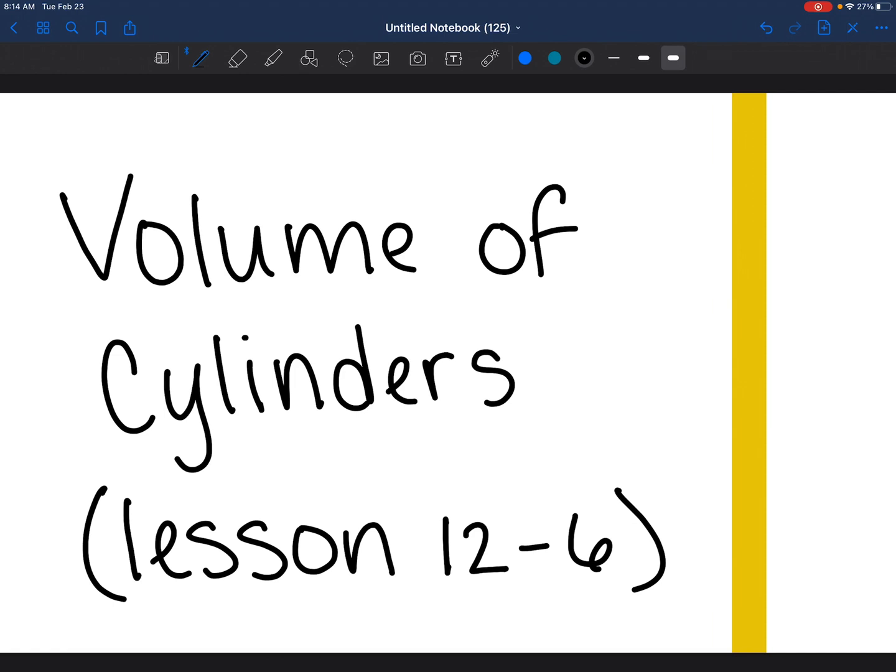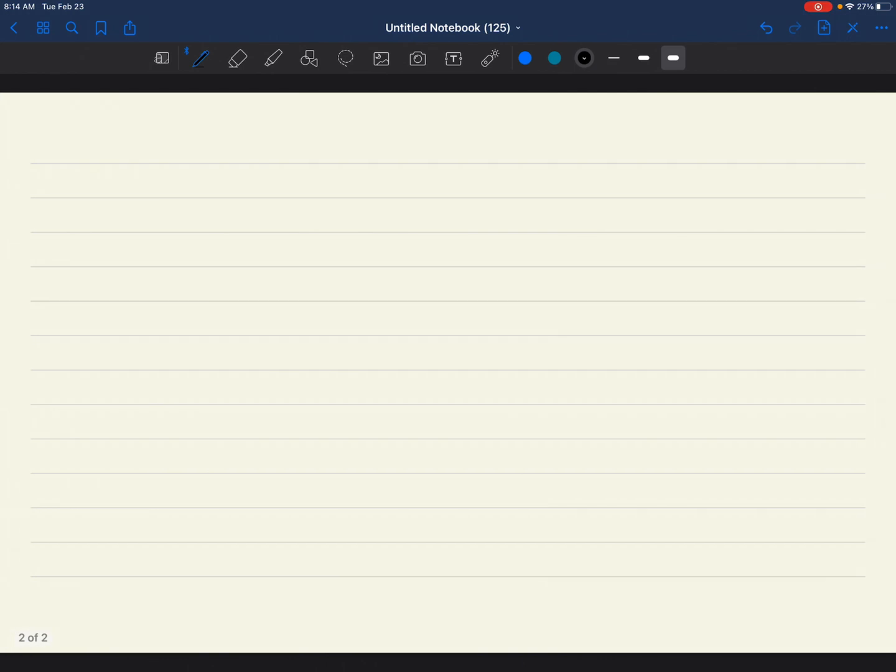Okay, today we're going to talk about volume of cylinders. Yesterday we did prisms, particularly rectangular and triangular prisms, right? Can anyone remind us of what the formula for any volume figure would be? If we're finding volume for any figure, what formula do I always start with? V equals capital B H.